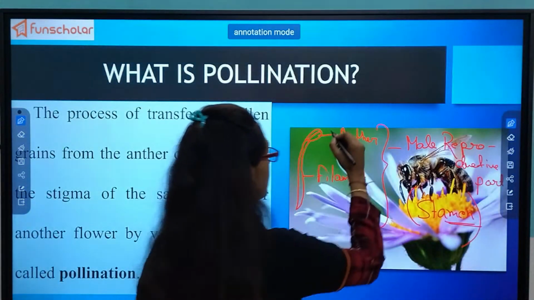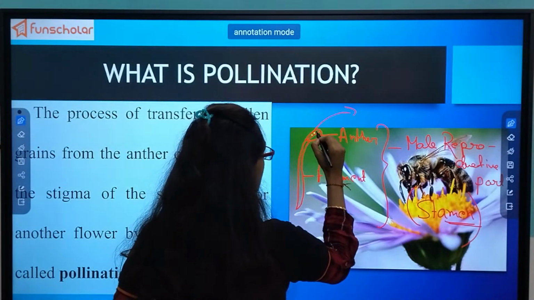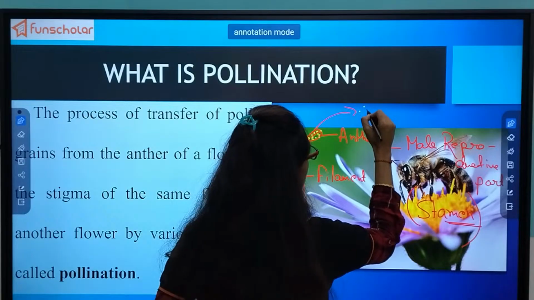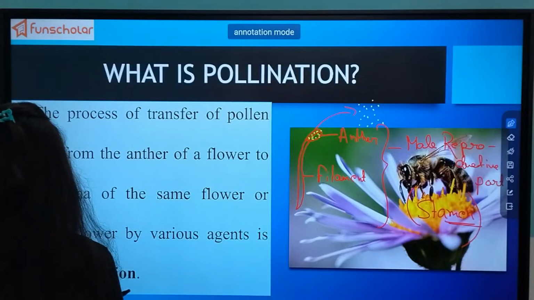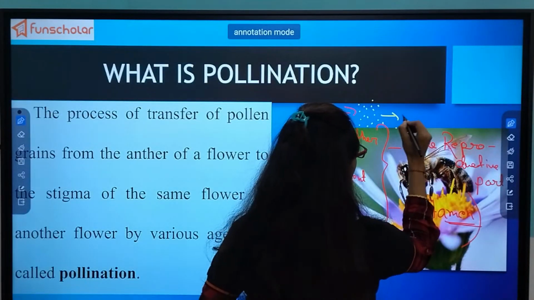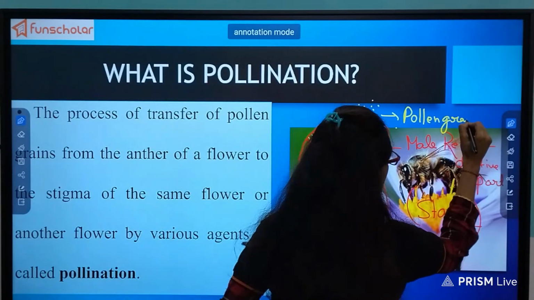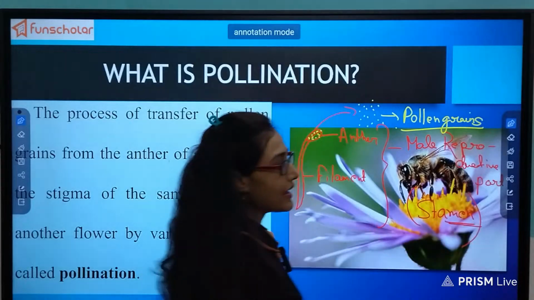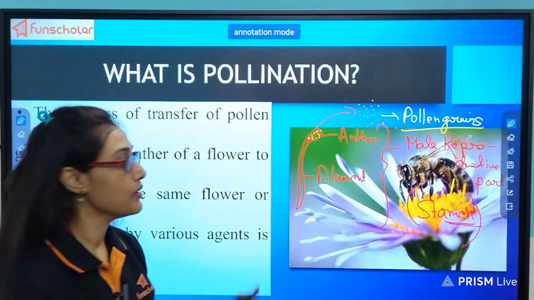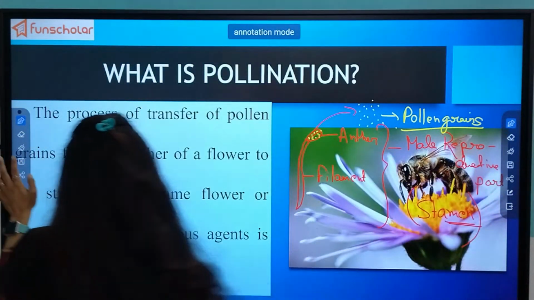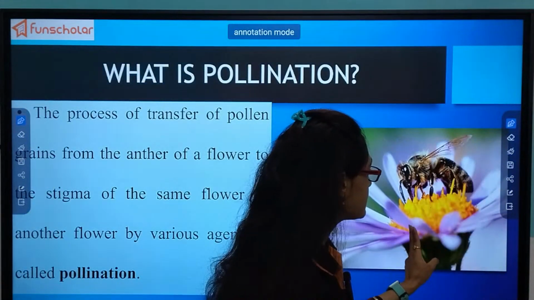So this anther, what is its function? It produces yellow colored, small, microscopic structures which are known as pollen grains. Right? So these pollen grains are being carried away by, like you can see in this picture, these pollen grains are being carried while this insect comes and sits in this flower.